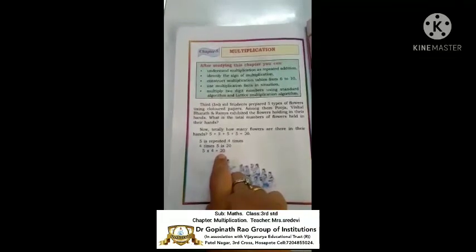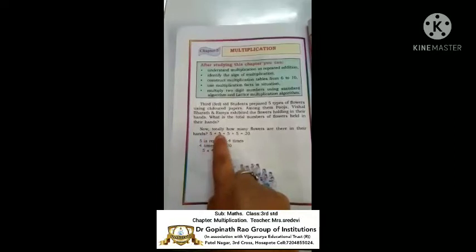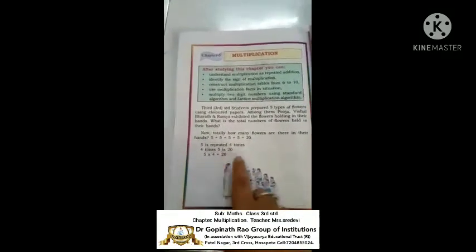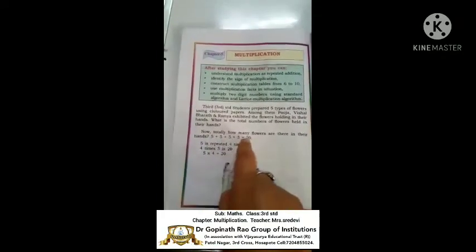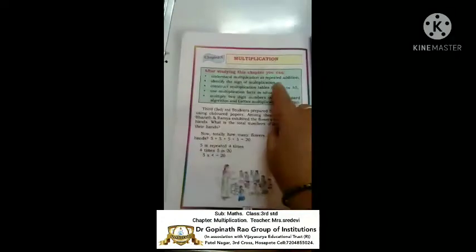See? Wow, what a magic, no? 5 is repeated 4 times. So 5 into 4 is equal to 20. So this is called repeated addition, children. Going on adding, repeated addition, is nothing but multiplication. What is multiplication? It is a repeated addition.